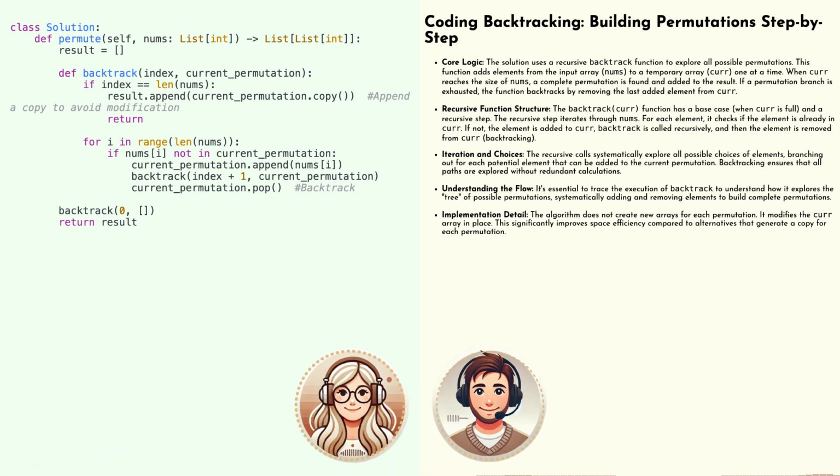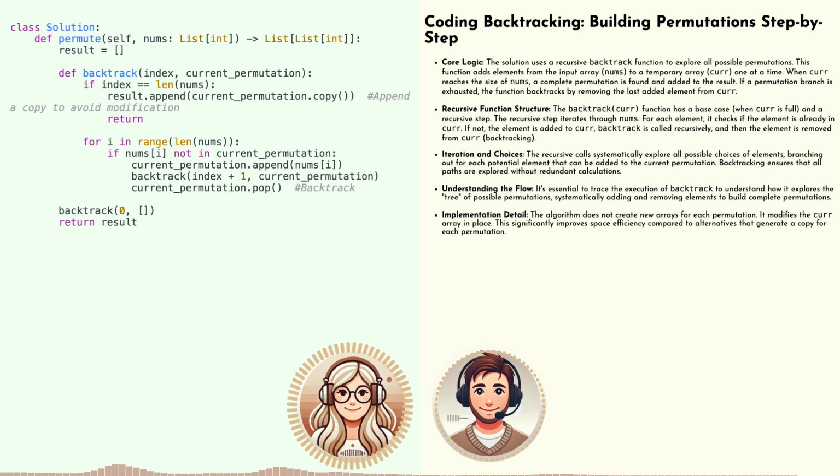Exactly. So imagine we're deep in this process, we're building a permutation. We've made a few choices. And now we need to figure out what the next element should be. Right. How do we make that decision? So picture me staring at this list of elements, trying to decide what goes next. How do we even approach that?